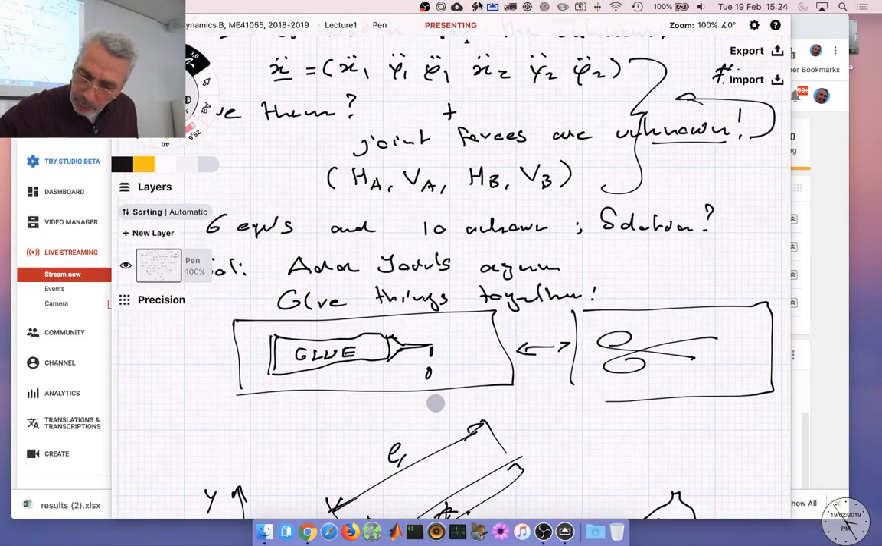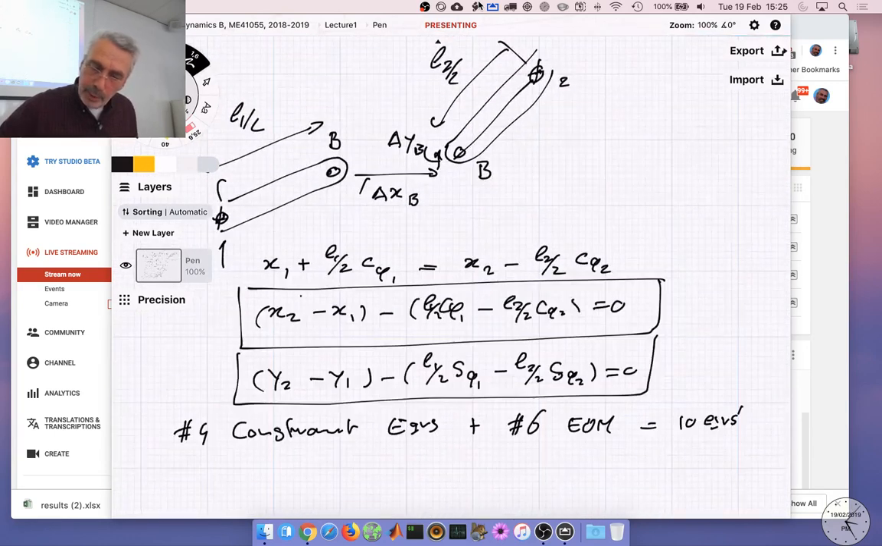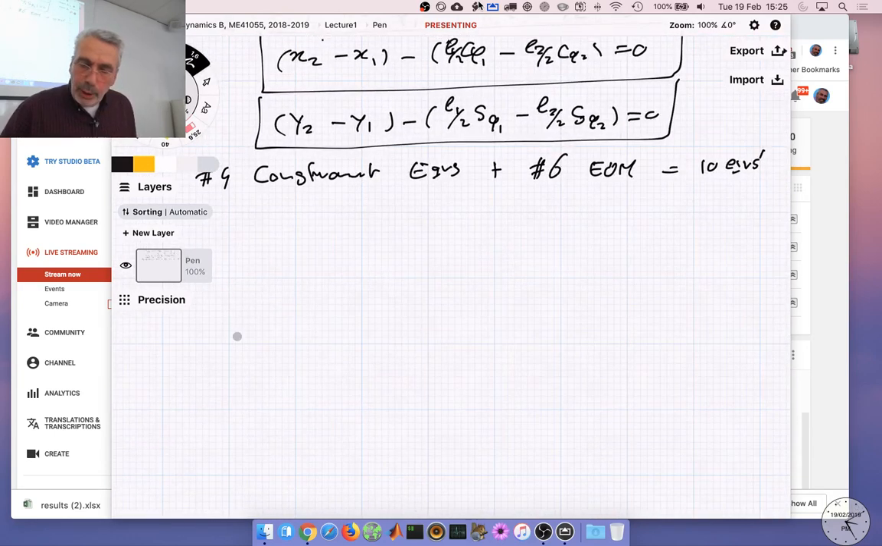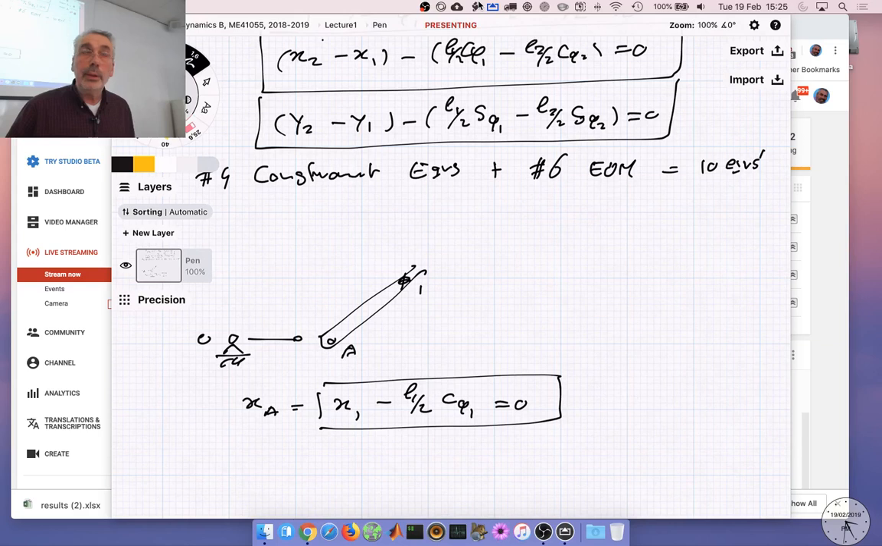So let's go to the first one. The first constraint equation was about this position XA, right? Now I'll rewrite it, that's a better way. So let's focus again on, we had this support here in O, and then we had this body 1, point A, and then we had this expression about this distance, XA being x1 minus L1 over 2 cosine phi 1 is 0, and then we say, now we take the derivative of this.